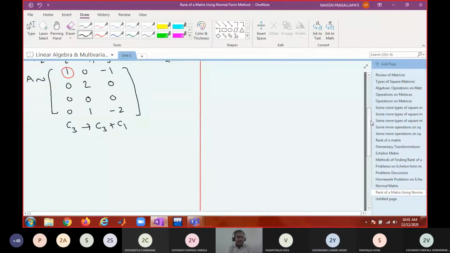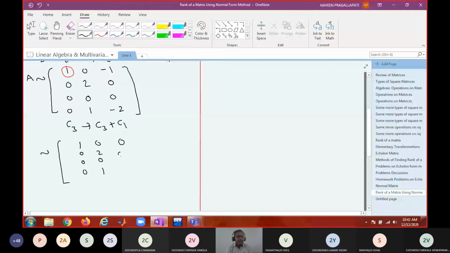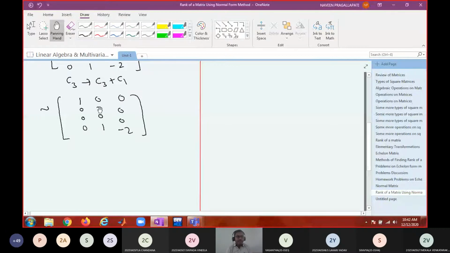So A is equivalent to 1 0 0, 0 0 2, 0 1 0, 0 0 minus 2. Is it okay? Now leave the first row and come to the second row. Whatever procedure we applied so far, repeat the same procedure from the second row onwards.